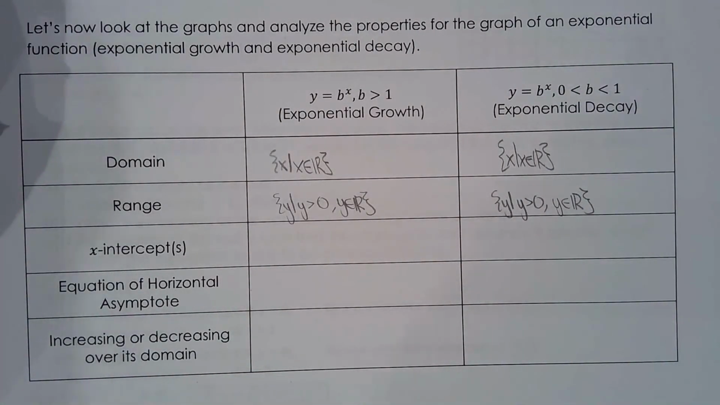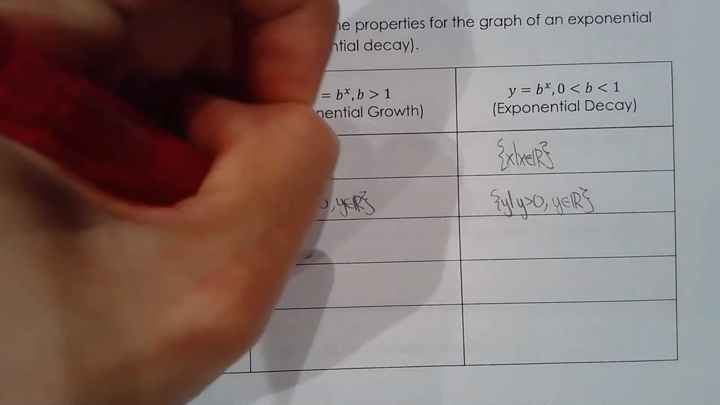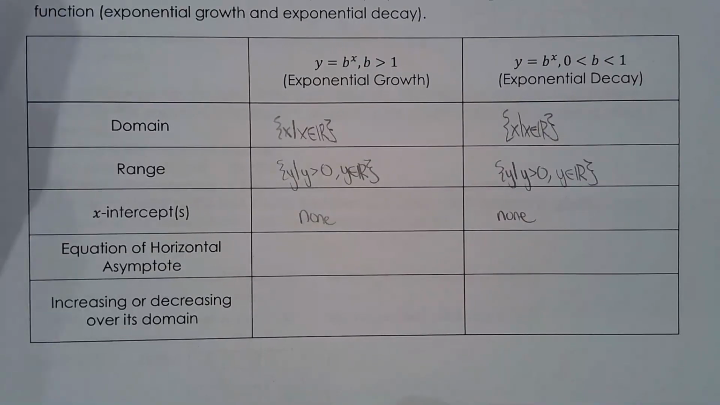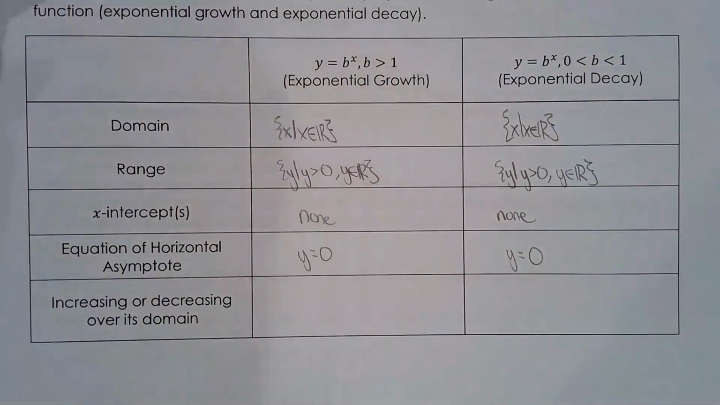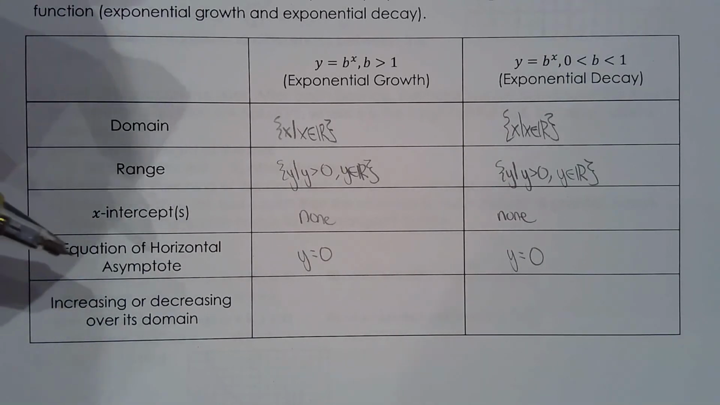What about intercepts? Whether you're exponential growth or decay, you can refer to the graph once again, but there are none. Equation of horizontal asymptote? In both cases, it's y equals 0. Wow, it really seems like they have a lot more in common than in differences. The one big difference between exponential growth functions and exponential decay functions is increasing and decreasing. Is it increasing over the domain or decreasing over its domain?